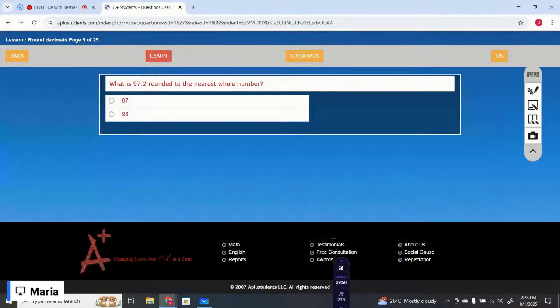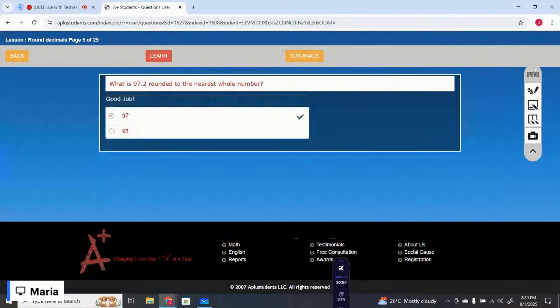What is 97.2 rounded to the nearest whole number? 97.2 is rounded to 97. Option number 1 is the correct option.